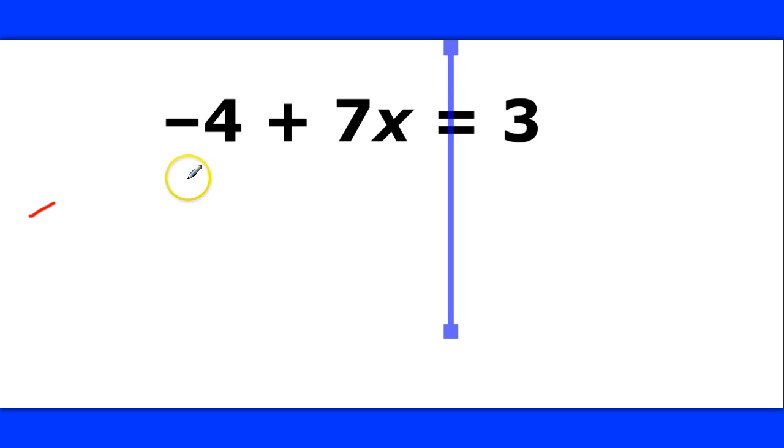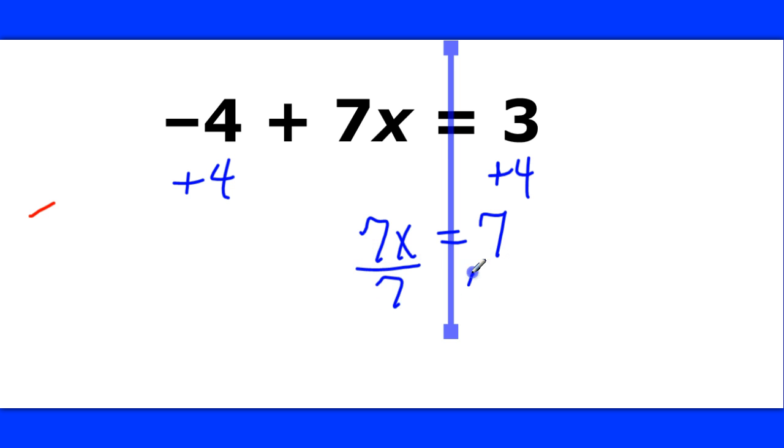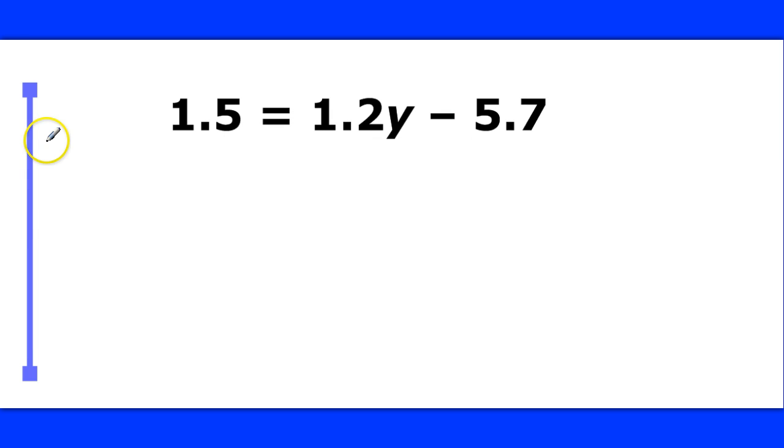All right, start by adding 4 to both sides. That gives you 7x is equal to 7. Divide both sides by 7. X is equal to 1. Check your answer. Okay, now you'll notice we're doing these with all kinds of numbers.